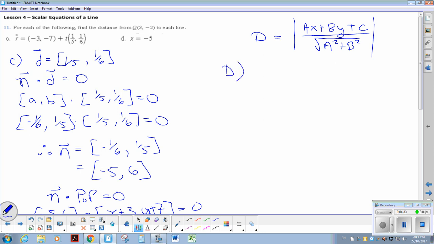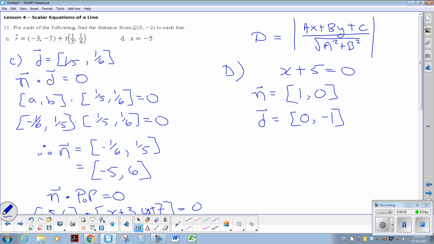Anyway, let's try D. This one's definitely not on the line. We have our equation, and again, it's in standard form. If we rewrite it, we have x plus 5 equals 0. So that means my normal is (1, 0), so my direction vector will be (0, -1), or (0, 1) would work as well.